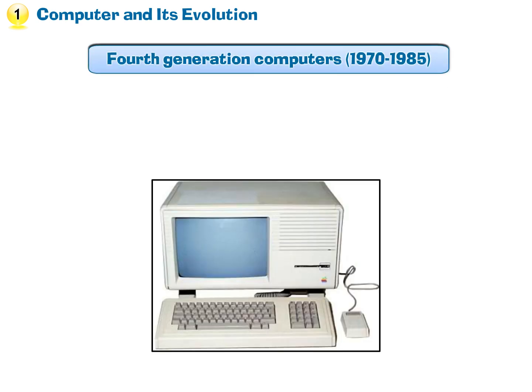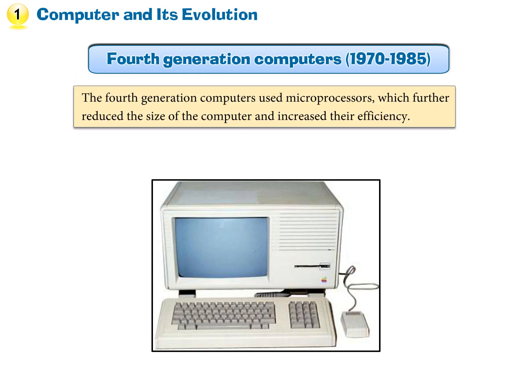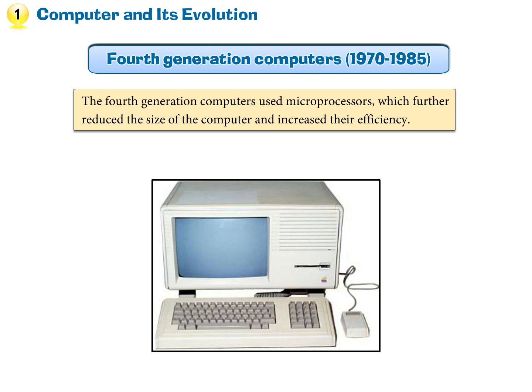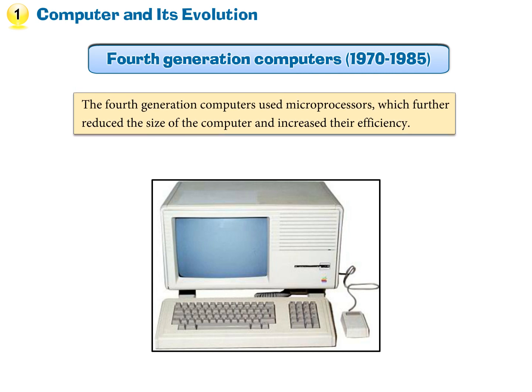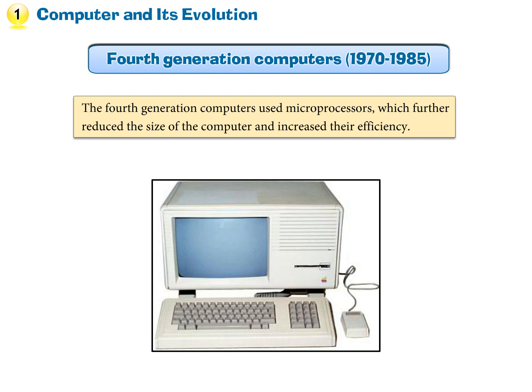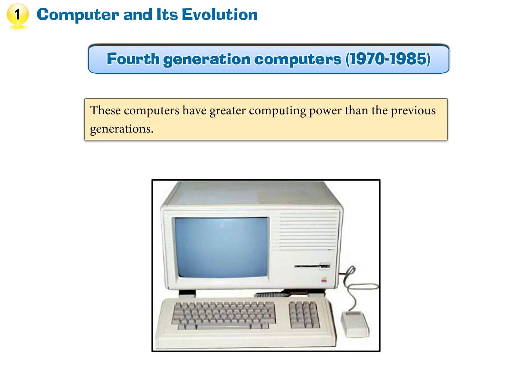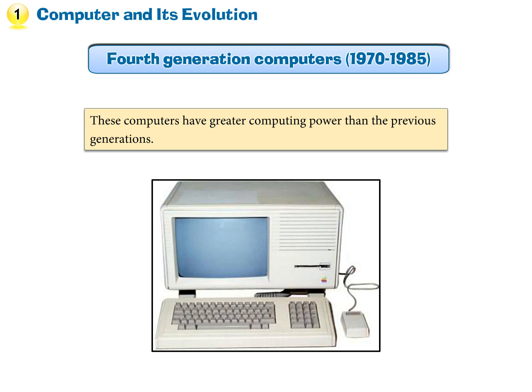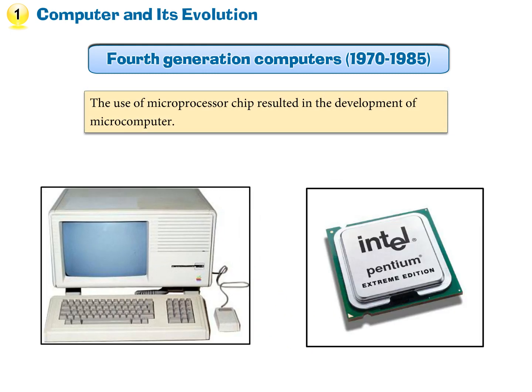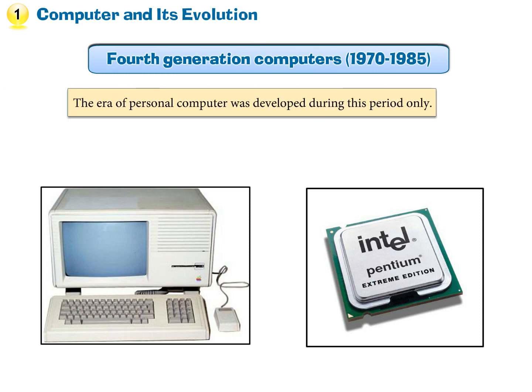Fourth-generation computers, 1970 to 1985. The fourth-generation computers used microprocessors, which further reduced the size of the computer and increased their efficiency. These computers have greater computing power than the previous generations. The use of the microprocessor chip resulted in the development of the microcomputer. The era of the personal computer was developed during this period only.